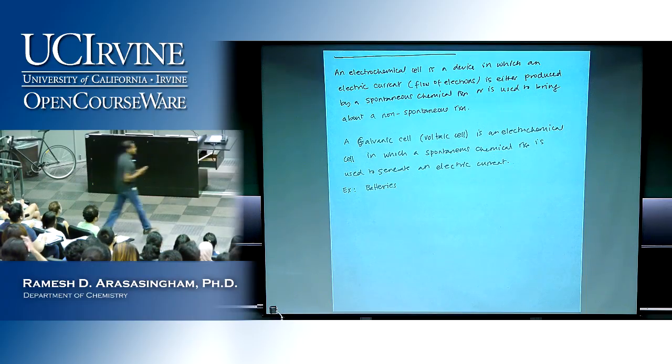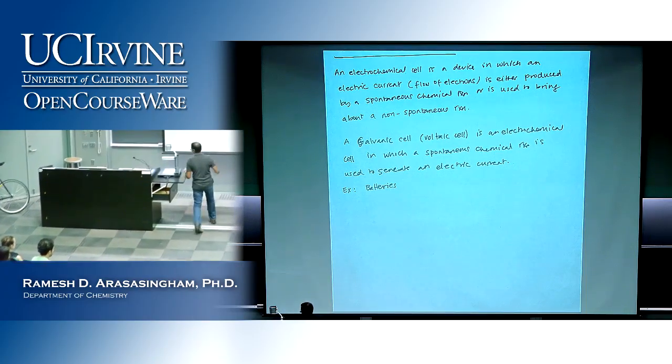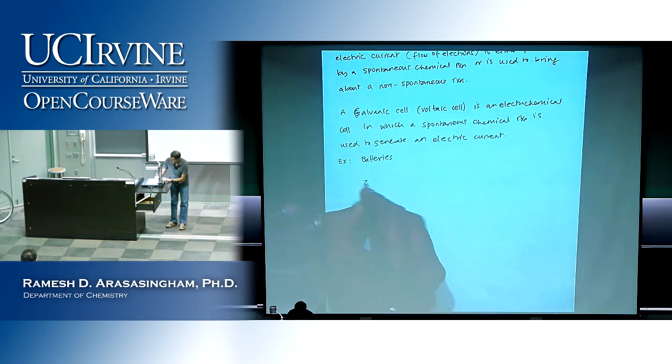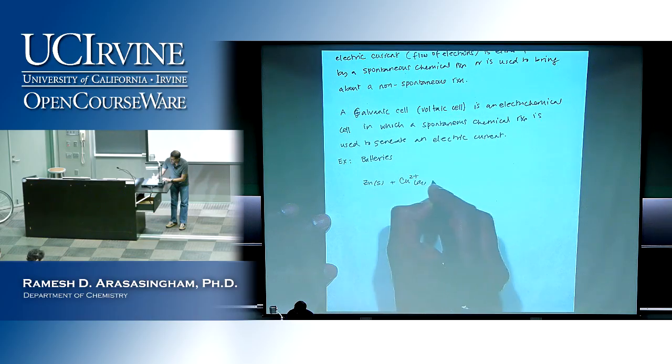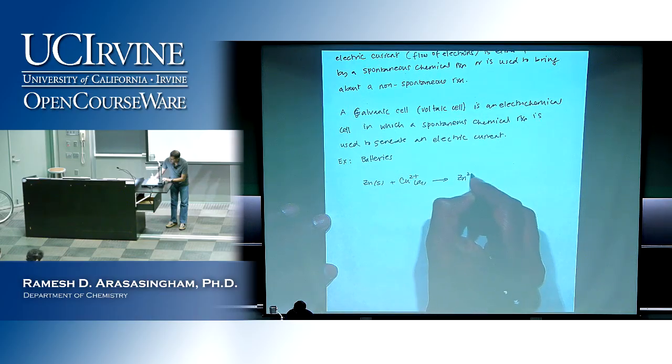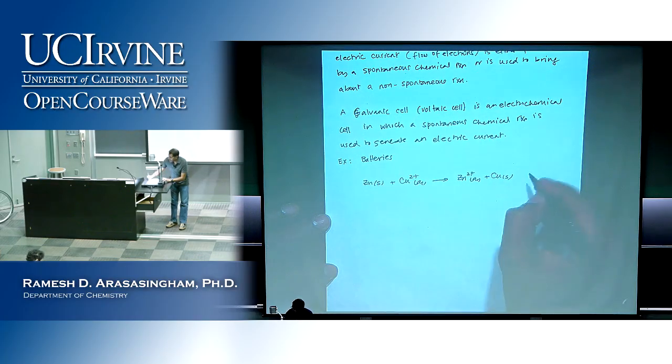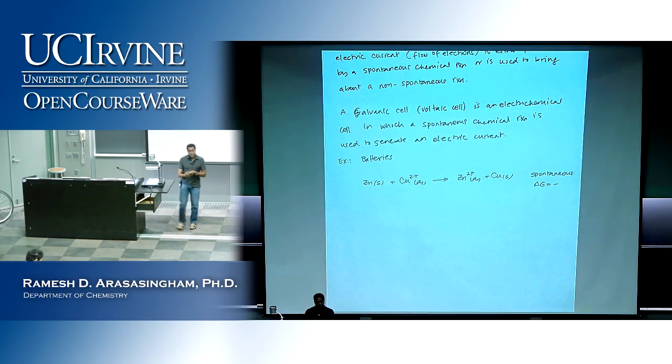So let's take an example. We just looked at the fact that if you take this reaction where you have zinc solid and copper 2 plus aqueous, we know that goes to zinc 2 plus aqueous plus copper solid, and this is spontaneous. And that means delta G is negative.